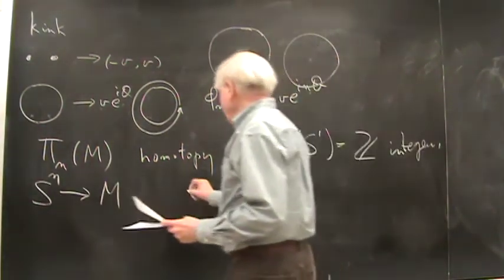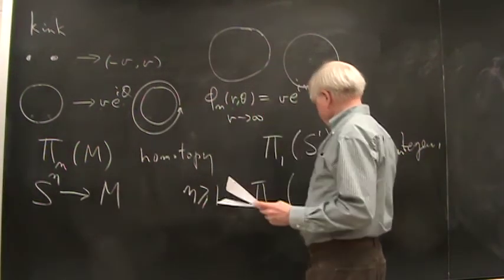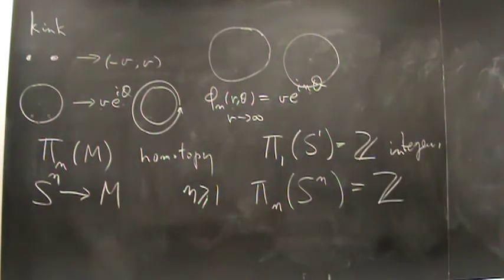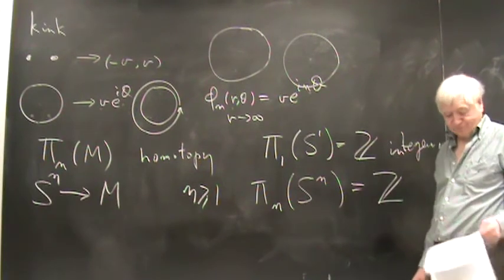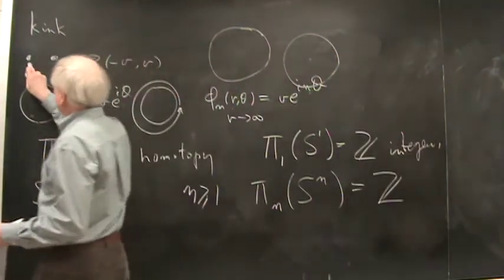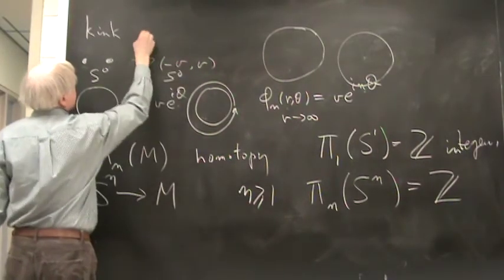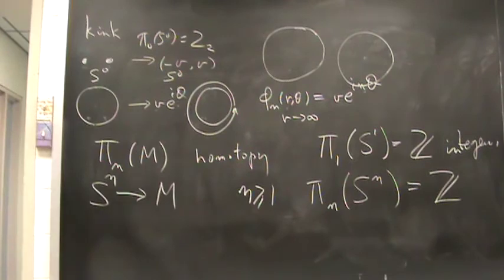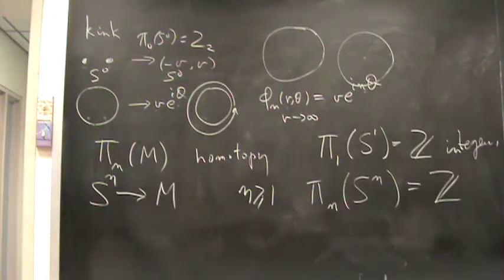It turns out that for n greater than or equal to 1, this is a simple result, I should call it simple because I don't remember how complicated the proof is, but pi n of S^n, so these are maps from the n sphere to the n sphere, turns out that's also the integers. And this kink, mathematicians call this S0, and this also S0, so this is pi 0 of S0, and we've seen that that's Z2. In other words, you go up or you go down. All right, so that's that.